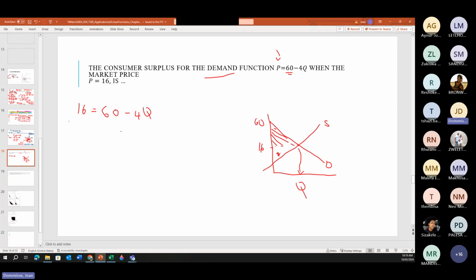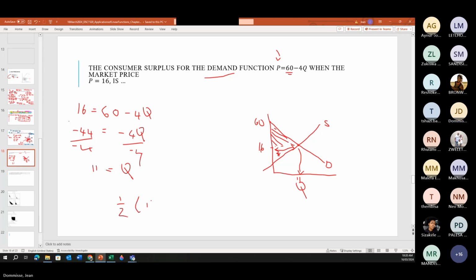So let's quickly on this side, minus 4Q. If I take the minus 60 or the 60 to the other side, it is 16 minus 60, which will give us minus 44. So I can divide on both sides by minus 4 so that my Q will be equal to 11. Okay, so again, if you calculated something and suddenly you get that Q is a negative number, then somewhere a mistake was made, because we can't get a negative Q. Okay, so you can't get somebody producing a negative number of products.